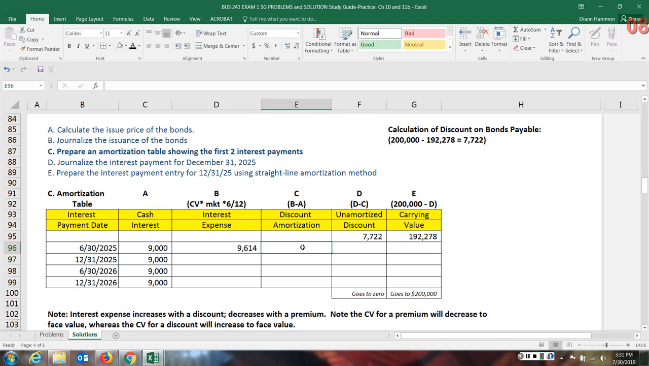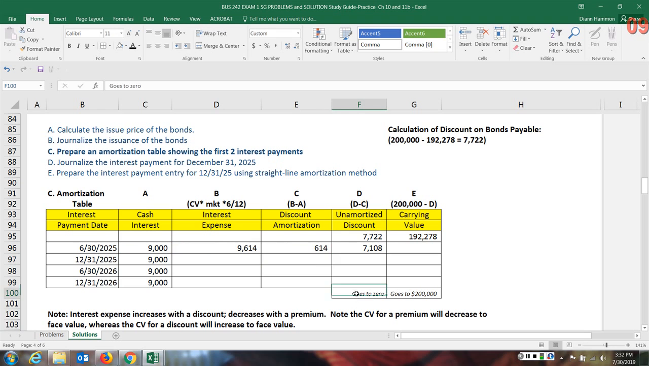Now, you notice your interest expense is more than the interest payment. That's because we've got to recognize some portion of that discount each period also. So what we want to do is take the amount of interest expense, and subtract the amount of the interest payment, and we get $614 that will be applied to the unamortized discount. So then we'll take the previous balance, which was $7,722, subtract off that amount that's being amortized for this period, and it's going to be reducing that number.